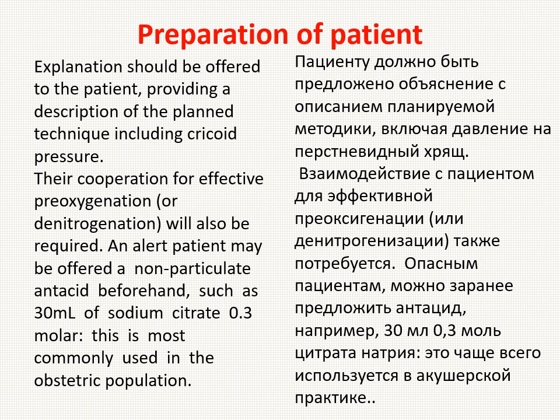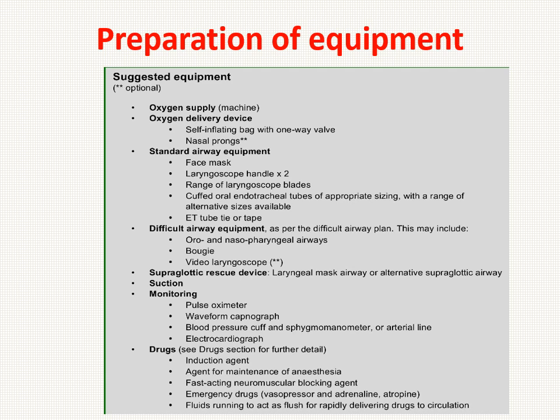Preparation of patient. Explanation should be offered to the patient, providing a description of the planned technique including cricoid pressure. Their cooperation for effective pre-oxygenation or denitrogenation will also be required. An alert patient may be offered a non-particulate antacid beforehand, such as 30 ml of sodium citrate 0.3 molar. This is the most commonly used in the obstetric population.